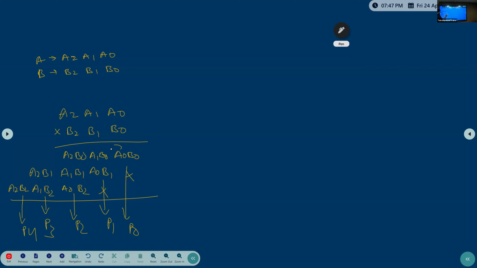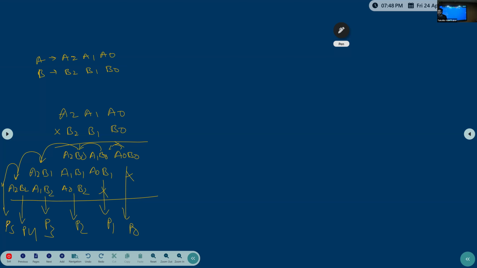The first column will not create any carry, but the others will. Where two bits are added, it will create a carry. Yes or no? This one also creates a carry, and this one, and this one. This is product 5.